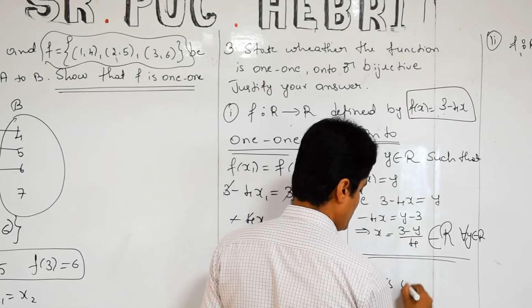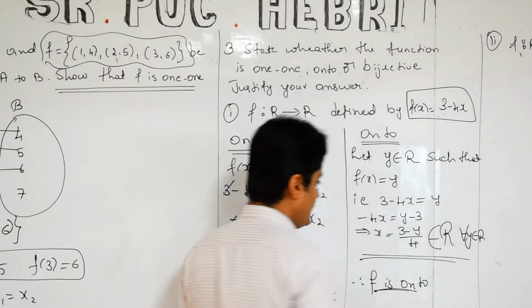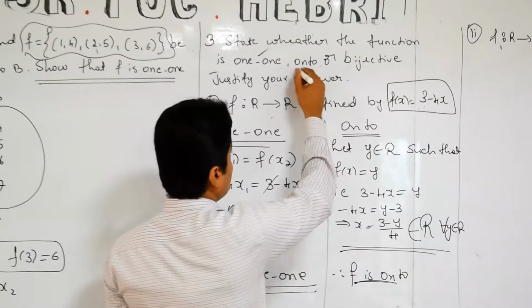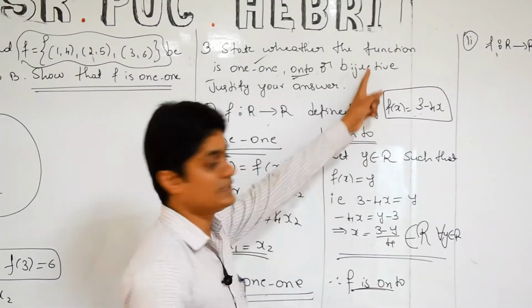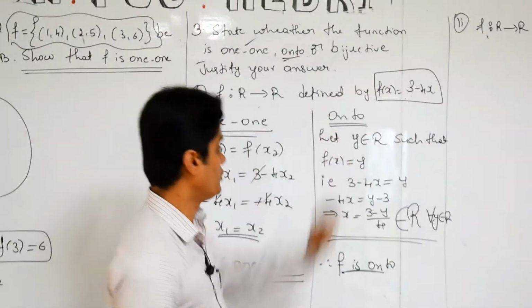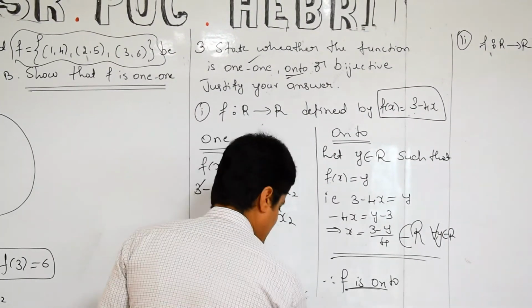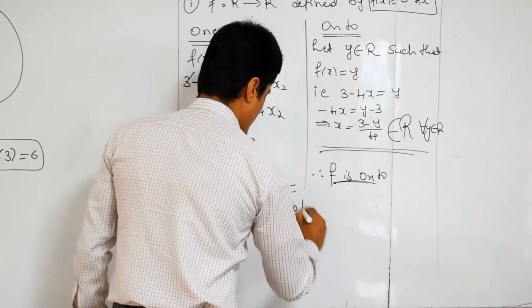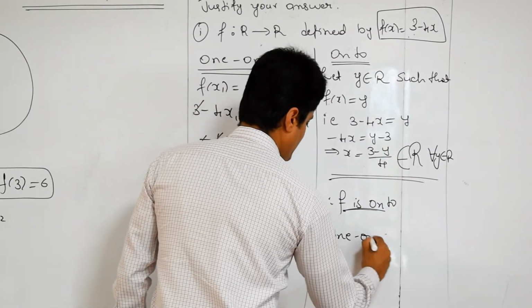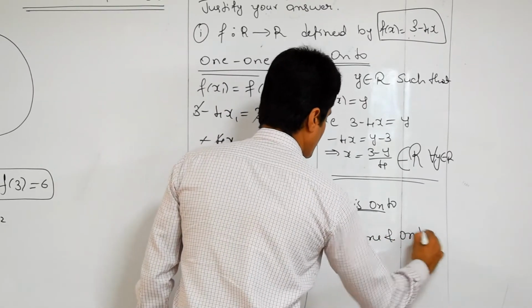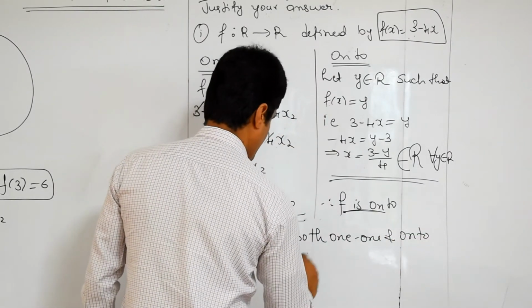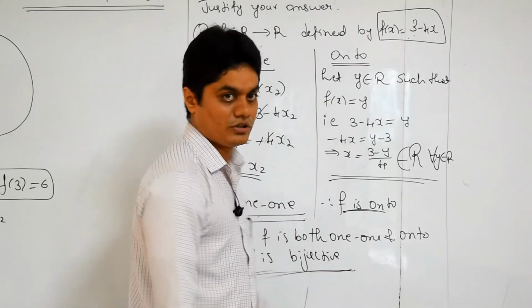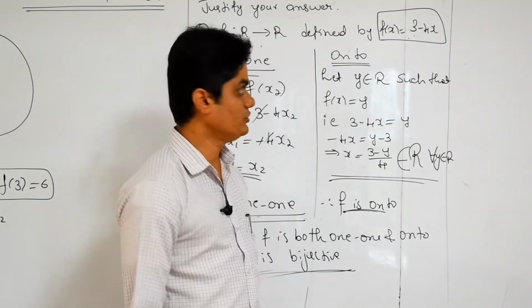So this is true means what? f is onto. Now the first question is, state whether the function is 1-1. Done. Second one is onto. It is also done. One more is there, right? We have to check whether it is bijective or not. Is it bijective? Yes. What is the conclusion? Since f is both 1-1 and onto, f is bijective. So it is 1-1, it is onto, as well as it is a bijective function.